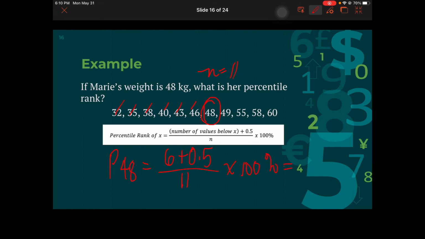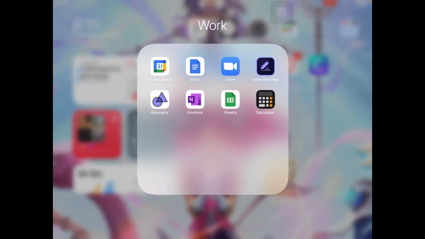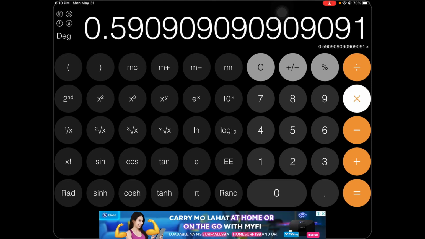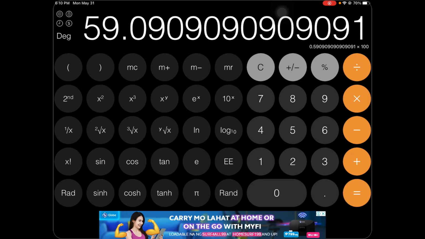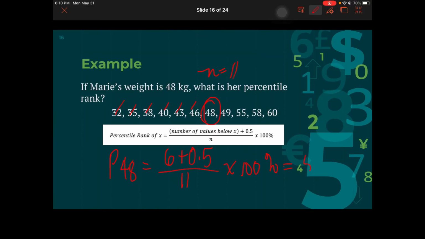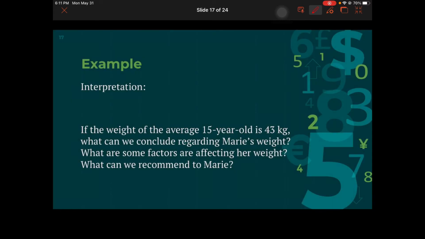Okay? So, if we're going to use our trusty calculator, 6.5 divided by 11 times 100, you get roughly 59%. So, we need to round it off to the closest integer. Okay? So, what does this mean? Ano ibig sabihin nito? What is the interpretation of this data that we had? Ang percentile rank ni Marie ay 59%. Ibig nitong sabihin, she is heavier than 59% of her classmates.